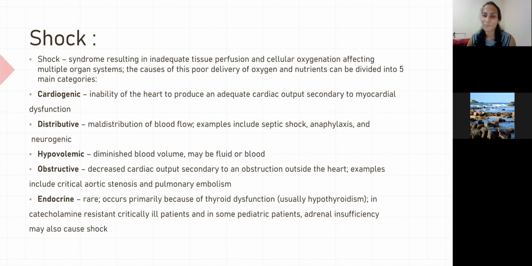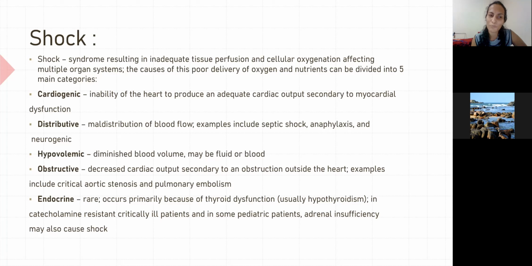For example, septic shock and anaphylaxis. There is a maldistribution, like your blood should go to your brain and kidneys. Those are the important organs. But in case of anaphylaxis, it goes to your skin because there is extensive vasodilatation. So it is not correct. So your brain will suffer loss of blood supply. So that is distributive shock.